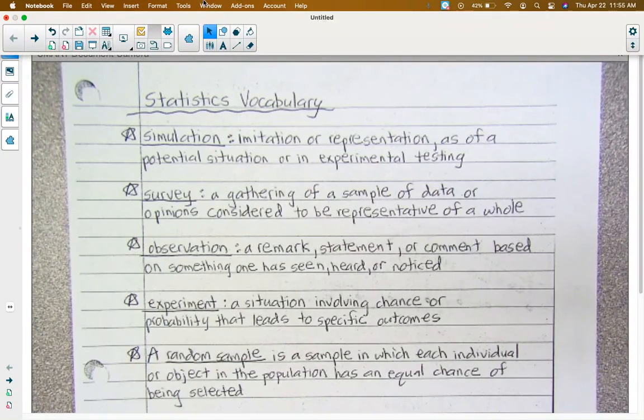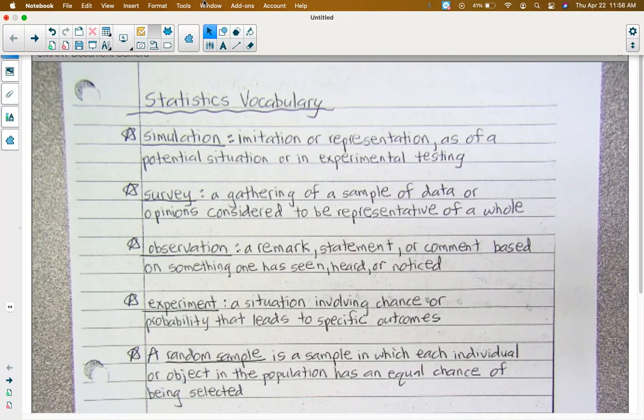You do surveys all the time. Someone may give you a sheet of paper, ask you some questions, you're doing a survey. These days, a lot of our surveys are electronic. Observation: a remark, statement, or comment based on something one has seen, heard, or noticed. We make observations all the time in our daily life, what things look like, what we hear, what we see. We're making observations all the time.